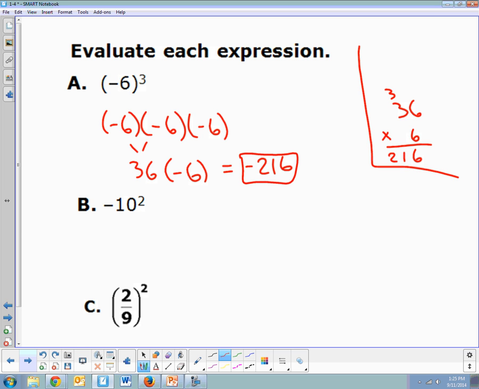For the next one, we've got -10 to the second power. Again, I don't necessarily have to see the work shown. However, -10 squared, be careful. The negative is not part of the base. So it's not -10 times -10. It's -10 times 10, which is -100.